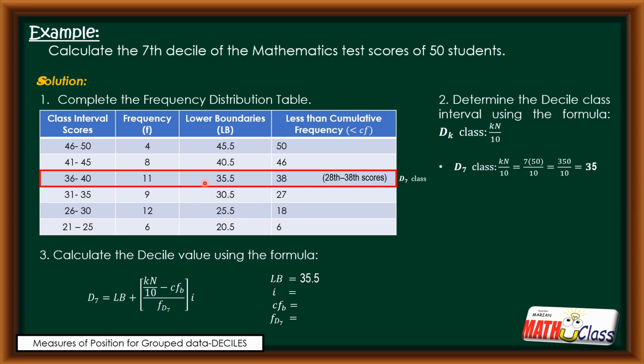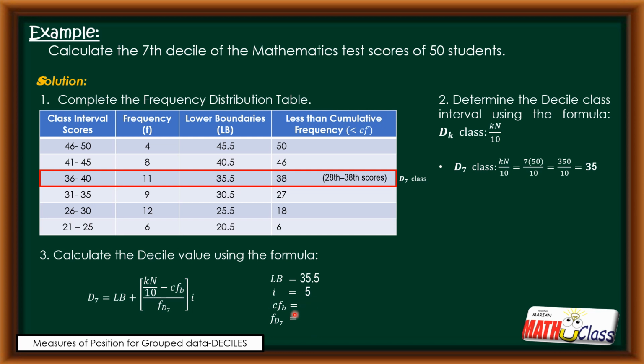For the value of our I, or the size of the class interval, we have to find the difference between the lower boundaries of two consecutive or neighboring classes. Let us have these two consecutive lower boundaries, 45.5 and 40.5. 45.5 minus 40.5 is equal to 5. So the value of the variable I, or the size of the class interval, is 5.